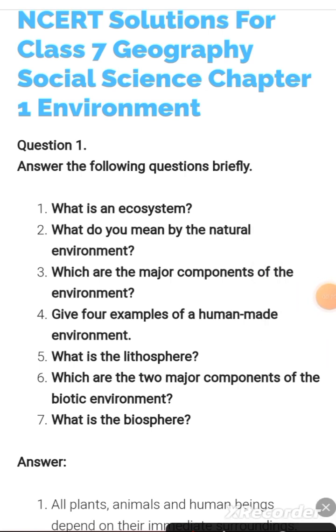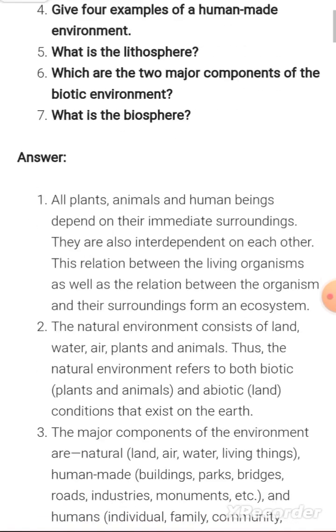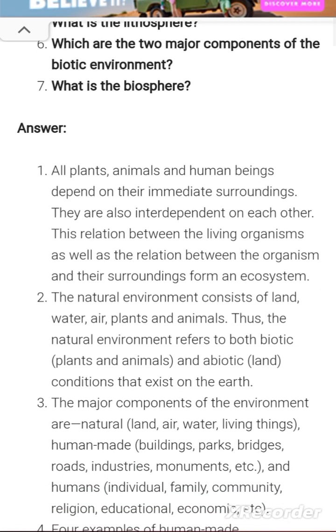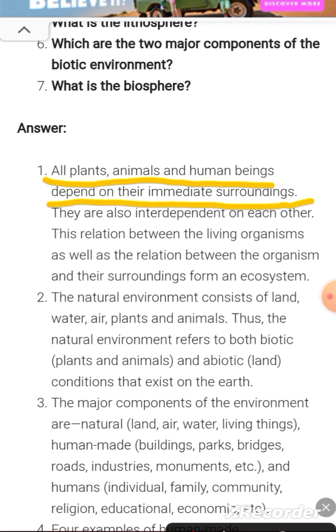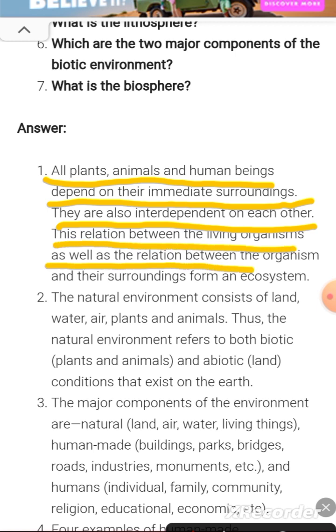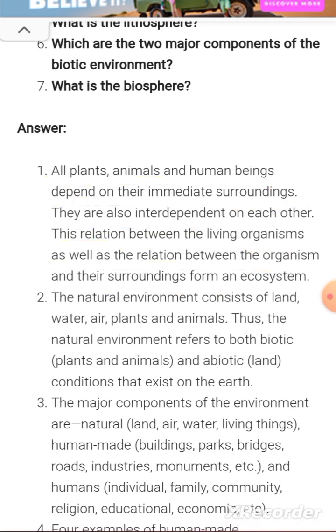The first question is, what is an ecosystem? So the answer is: all plants, animals and human beings depend on their immediate surroundings. They are all dependent on each other. This relation between the living organisms, as well as the relation between the organisms and the surroundings, forms an ecosystem.